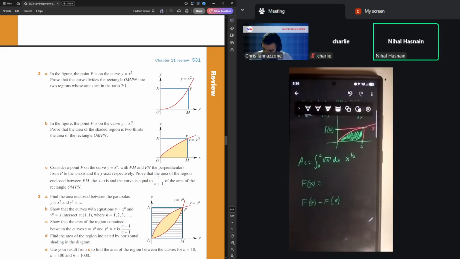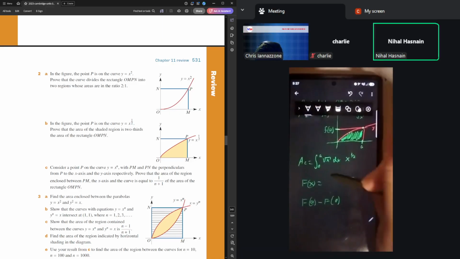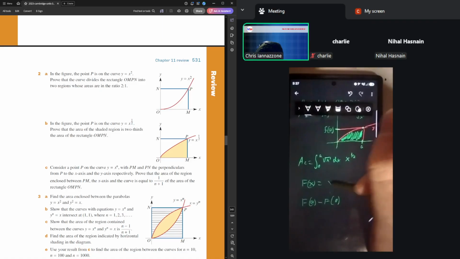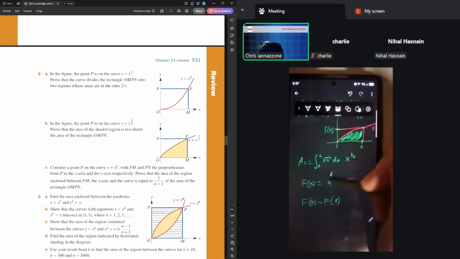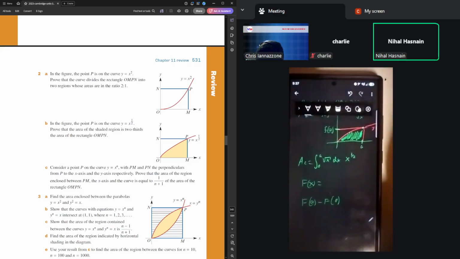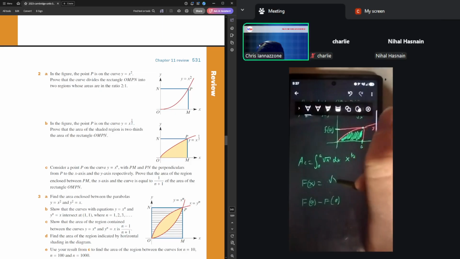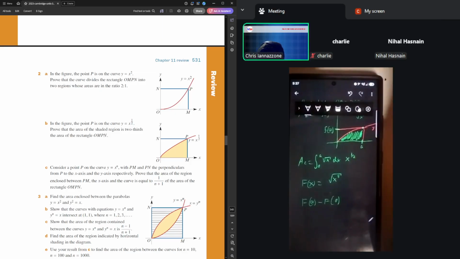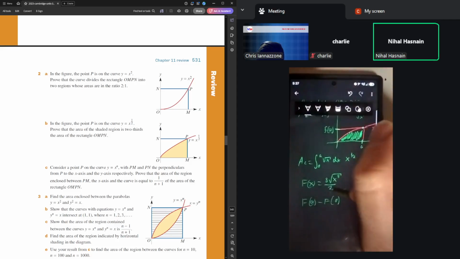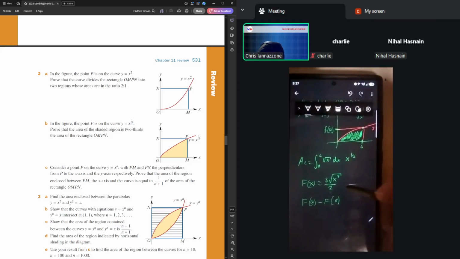Square root of x cubed. Wait, no, yep. Square root of x cubed over... 3 square root of x cubed over 2. Okay, let me just think about that for a sec.